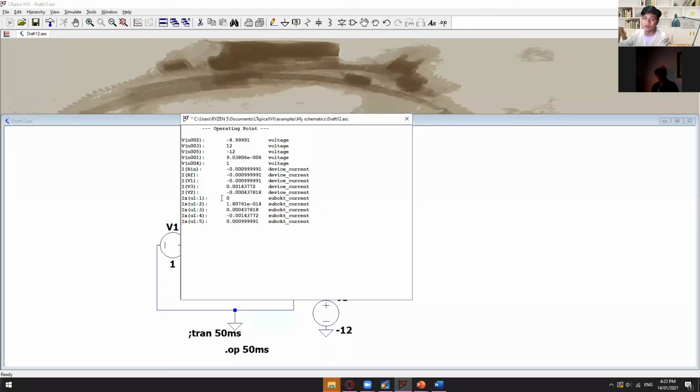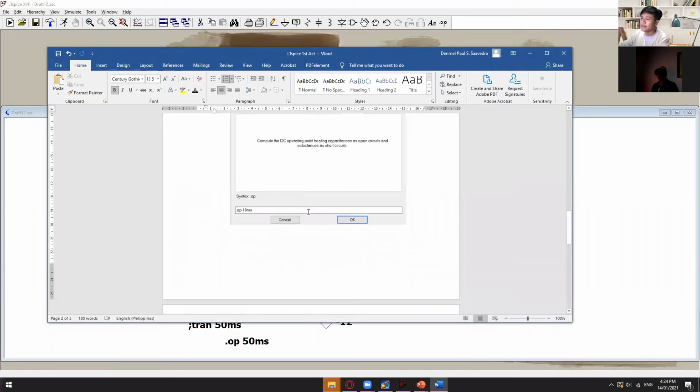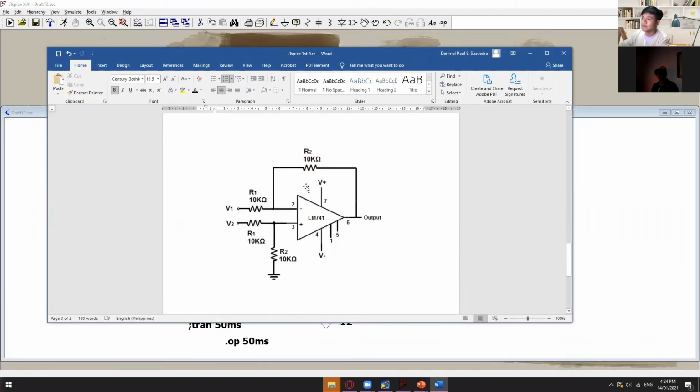So, ito yung kailangan ko. So, i-screenshot nyo lang ito or snipping tool. And then, paste nyo lang doon. Then, ako na bahala. So, same lang din sa hinihingi ko sa number 1 and number 2. Dapat meron kayong ganitong schematic.